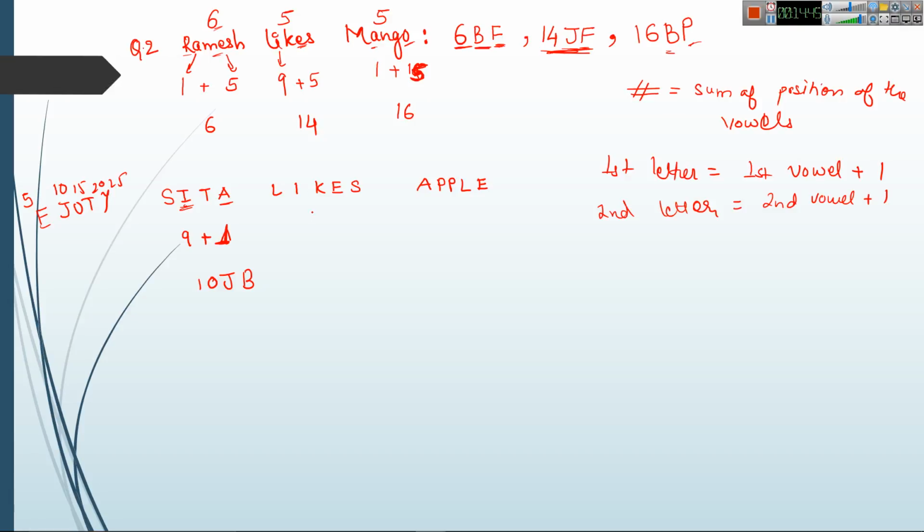Again we will do it for likes. For the first vowel, the position of the letter I is 9 and E is 5. So the number part is 14.